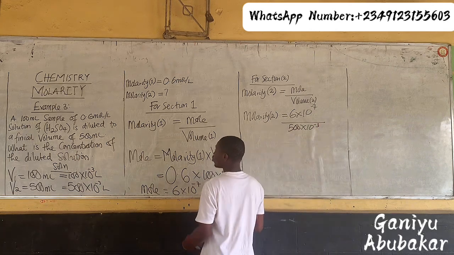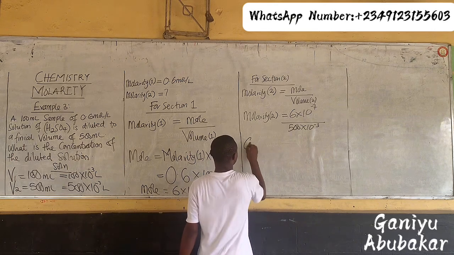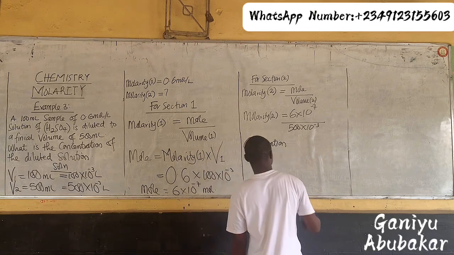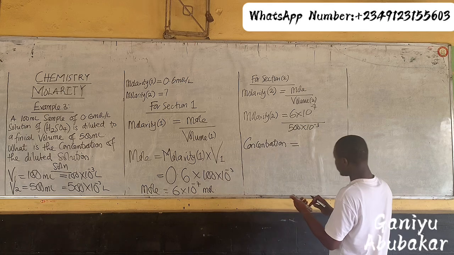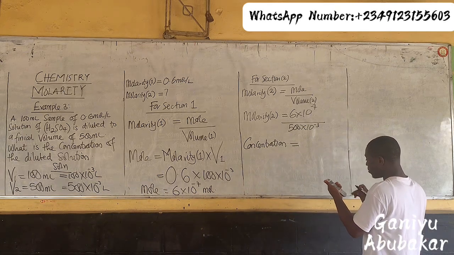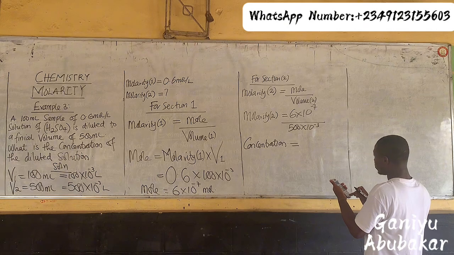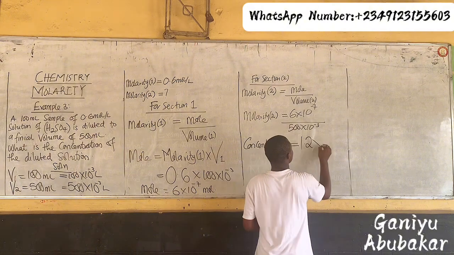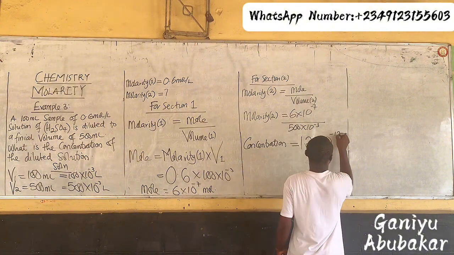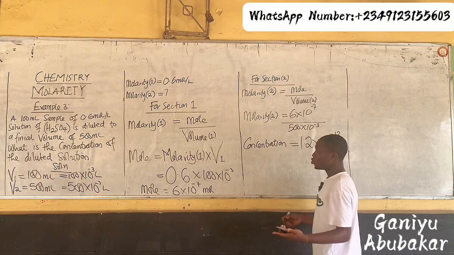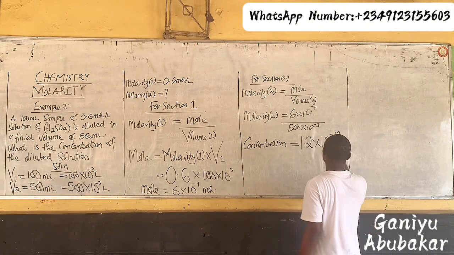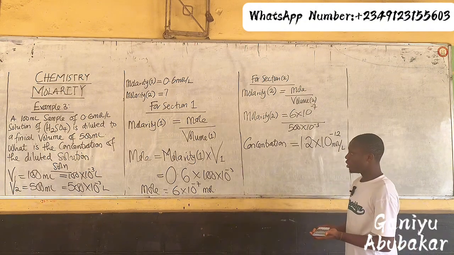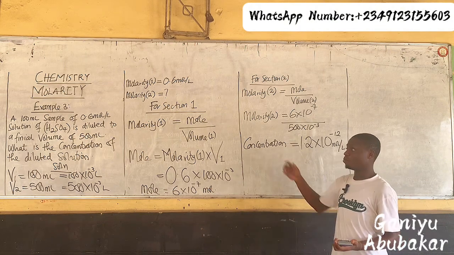So let's get the concentration, which is the same thing as molarity, right? It is equal to 6 times 10 to the power minus 7 divided by 500 times 10 to the power negative 3. So this will give about 1.2 times 10 to the power minus 12. Please, molarity or concentration is measured in mole per liter. Alright, this is how you solve this particular problem in the concept of molarity.